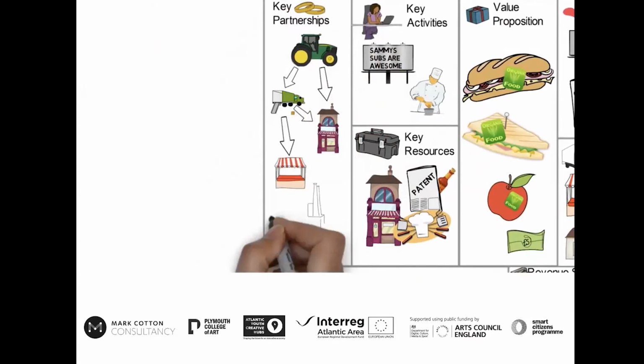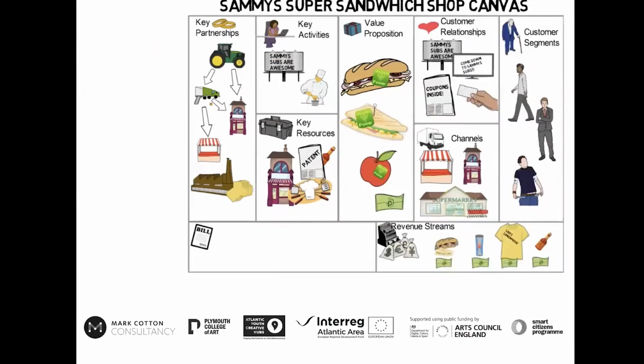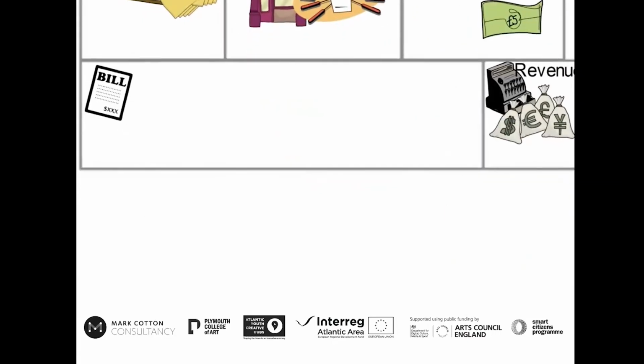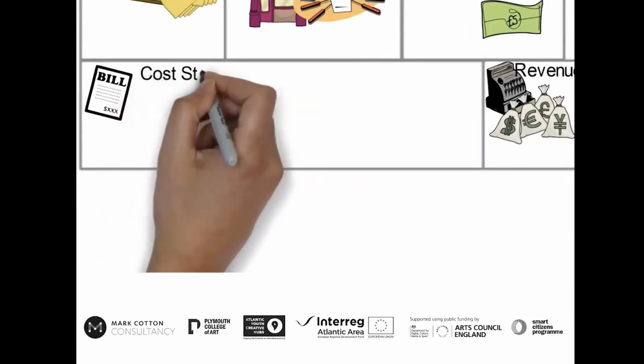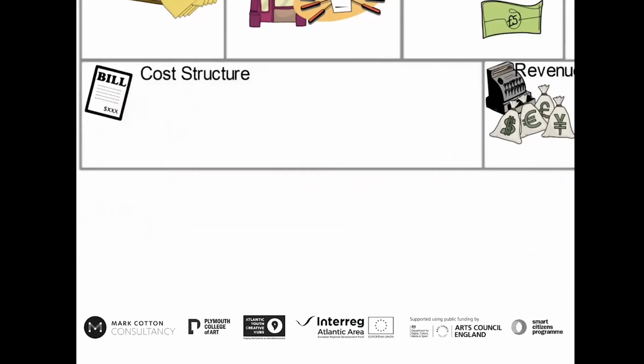Since Sammy is in the sandwich business, Sammy will also have to partner with a manufacturer in order to produce the clothing that he will be selling at his stores. After Sammy has figured out everything he needs and everything he has to do, it's time for him to do his least favorite thing: add up all his costs.